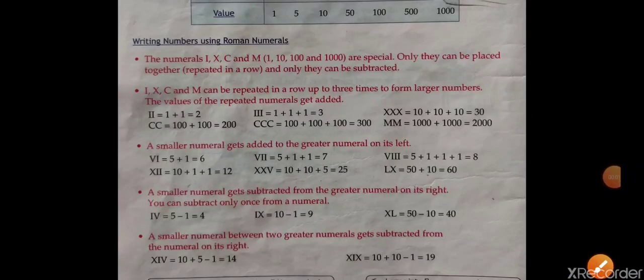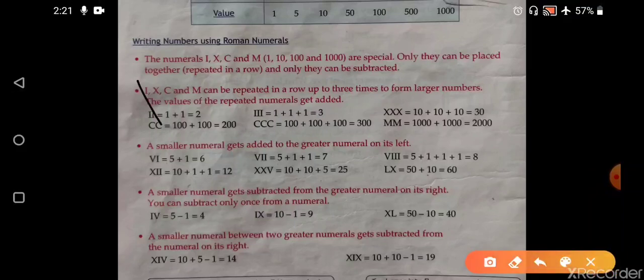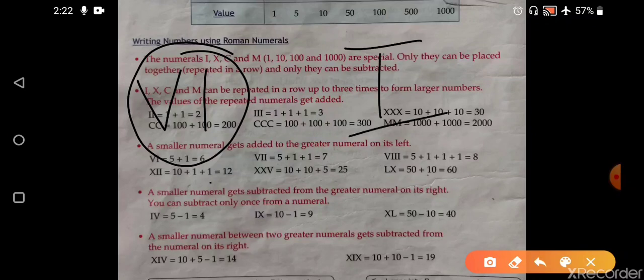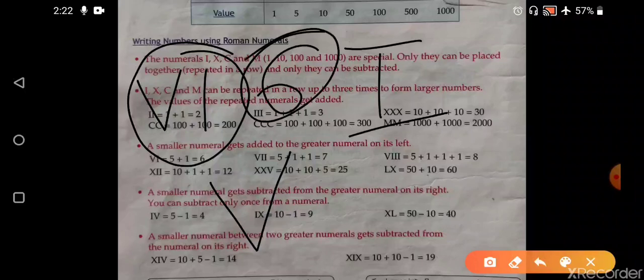Coming to rule number 3, a smaller number gets added to the greater number to its left. As you can see here, what is this? This is 6. So a smaller number gets added to the greater number. So what is the smaller number in this? If we consider this, what is the smaller number? I. And what is the greater number? V, which means this is 1 and this is 5. Understood? So what they are saying is, in order to make 6, we have to add the smaller number to the larger number. It becomes 6.